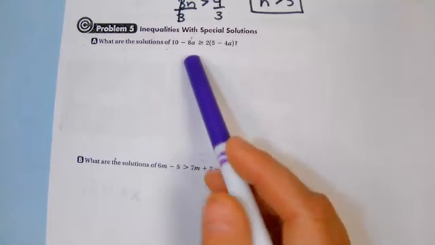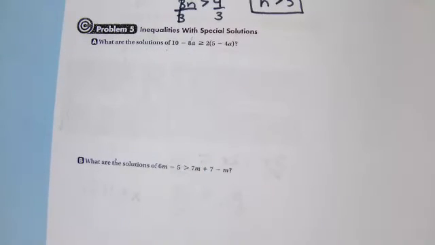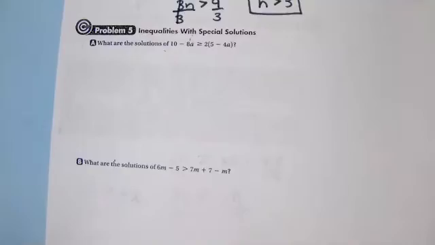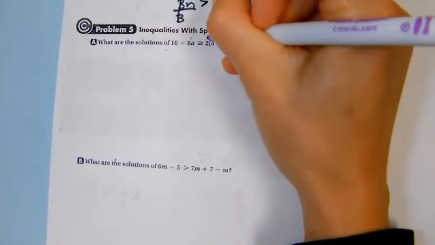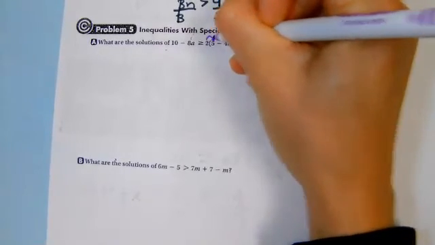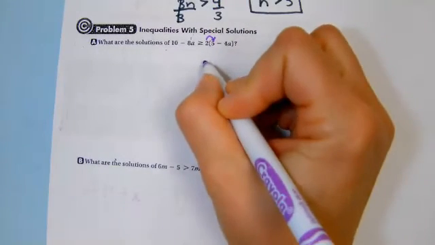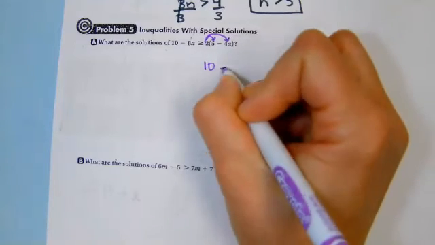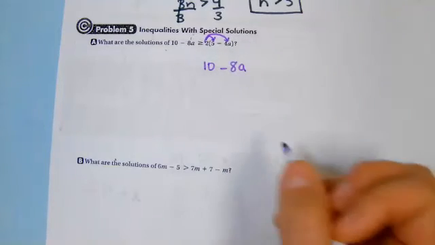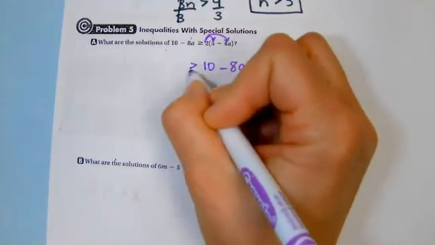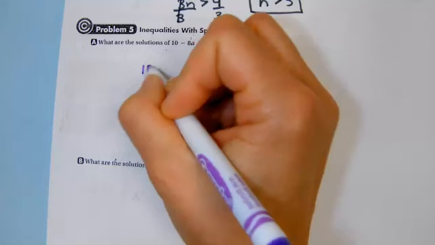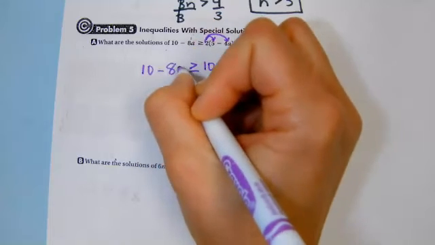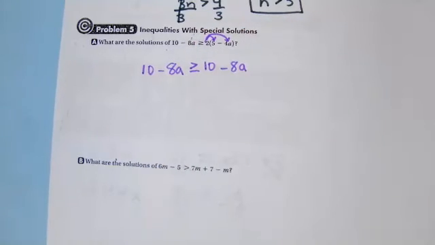What are the solutions of 10 minus 8a is greater than or equal to 2 times the quantity 5 minus 4a? Okay, so let's start it out as normal. We're going to distribute to get rid of those parentheses. So 2 times 5 gives us 10, and then 2 times negative 4a is going to give us minus 8a on this side. And then we're going to bring down the rest of it so that we have our 10 minus 8a on this side, and then it says is greater than or equal to 10 minus 8a.